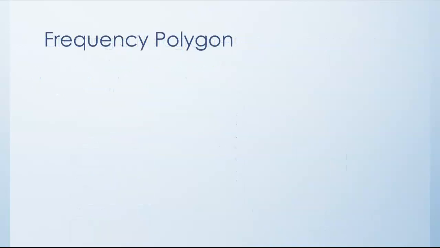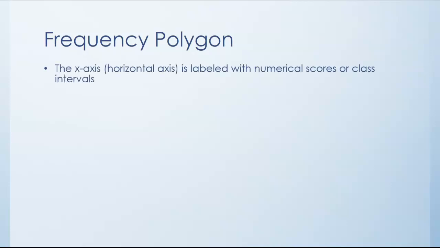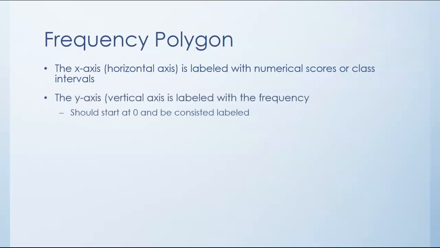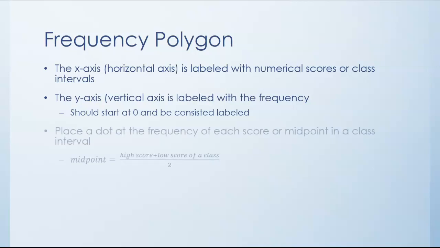Okay, so a frequency polygon is just another way to represent data. The x-axis again is labeled with our numerical scores, our class intervals. The y-axis, our vertical axis, is our frequencies. Again, we want to start at 0 and be consistent on our labeling, so we're not really changing anything about the way we set up the frequency polygon from the histogram.